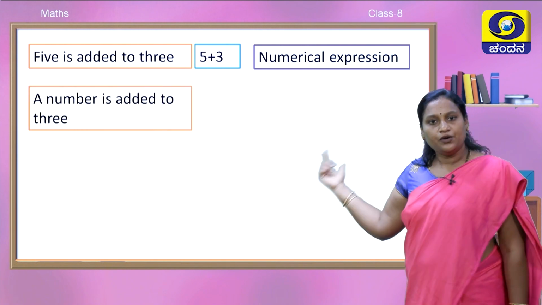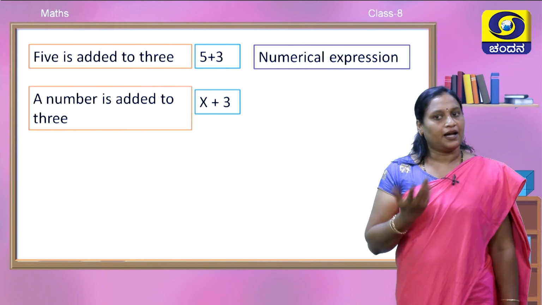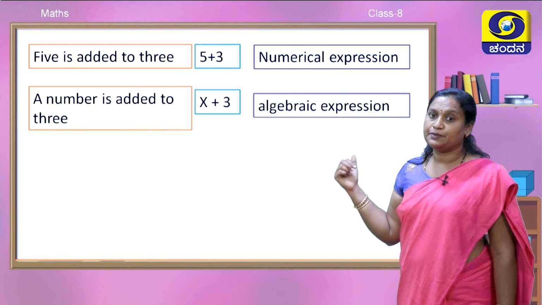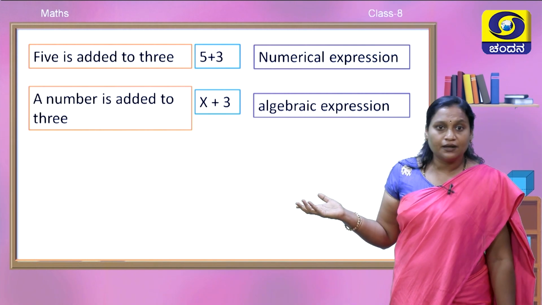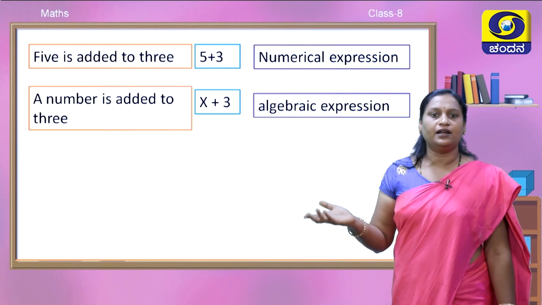Now, we'll take one more example. A number is added to 3. What is that number? I don't know. So, I'll just write it as x plus 3. So, it's an algebraic expression. Now, x can be anything because I do not know what the number is. Therefore, I take it as x and x can assume any value.